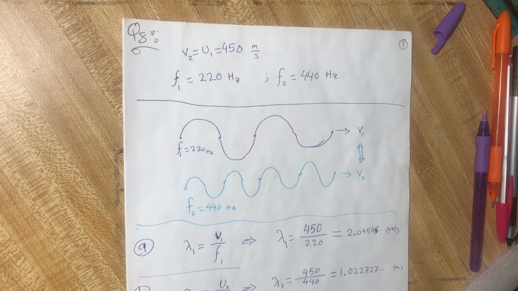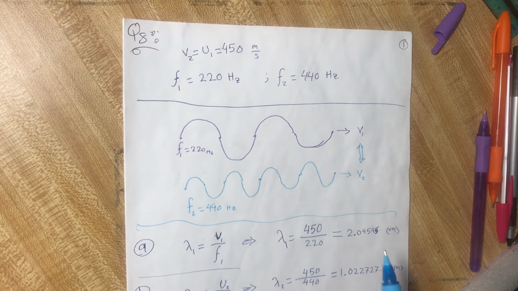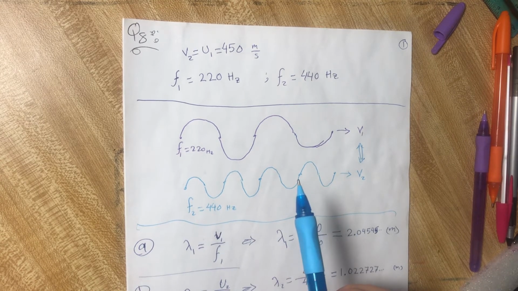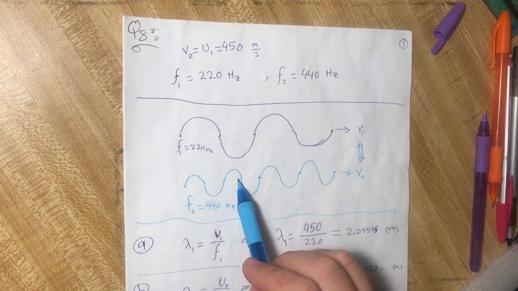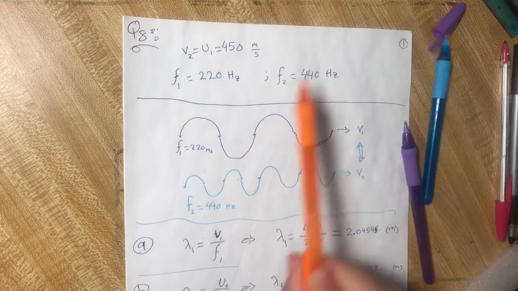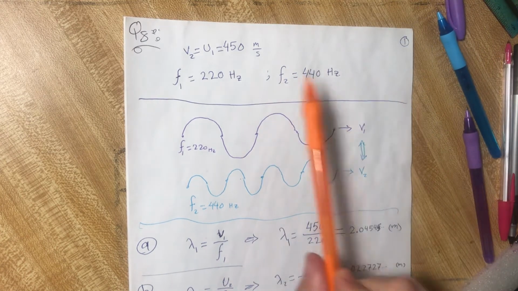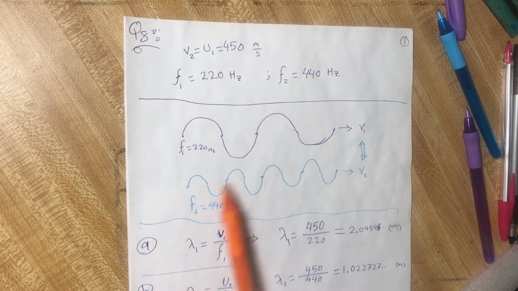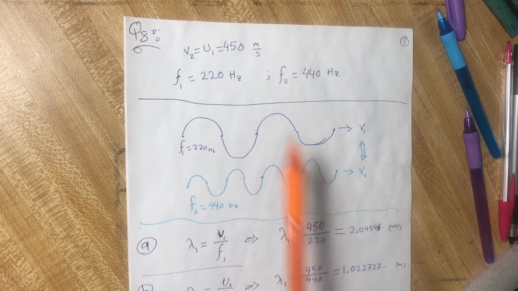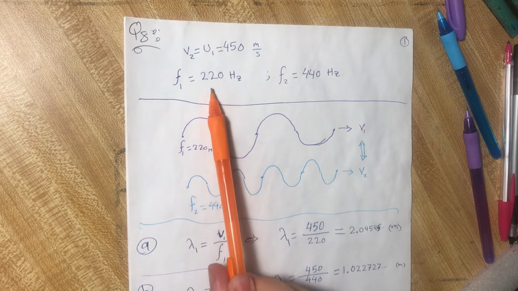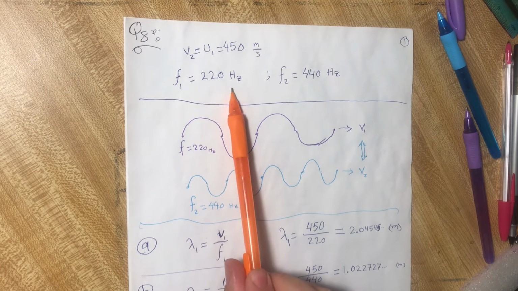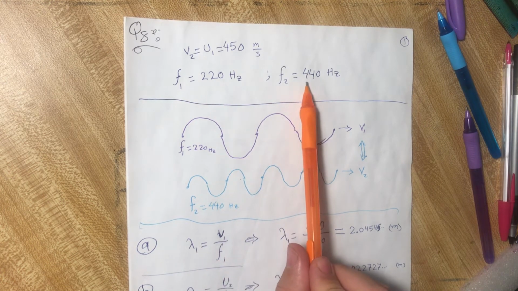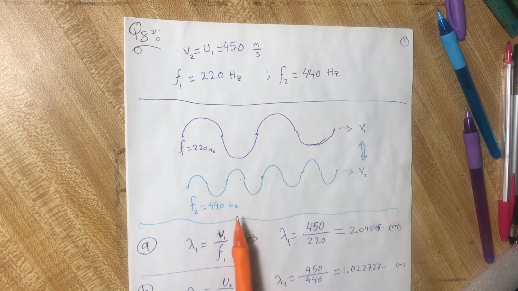Now let us look at this question. We have two waves, the first wave and the second wave. Both have the same velocity, which is 450 meters per second. They are fast. Okay, the first frequency is 220 hertz. The second frequency is doubled, which is 440.